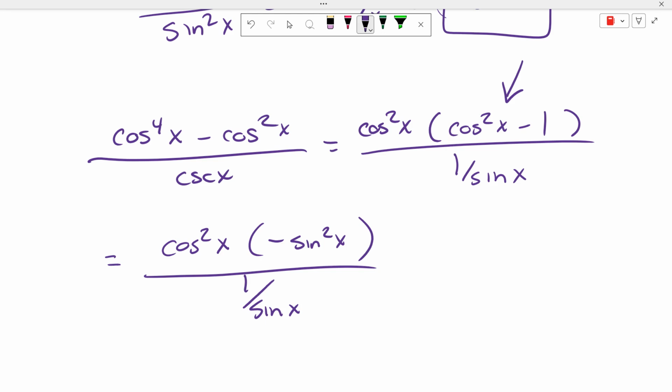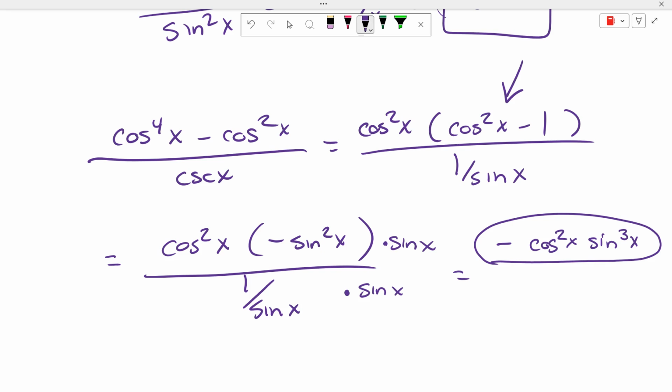So in this step, I got myself a complex fraction. How can I get rid of a complex fraction? Denominator of the denominator. So I'm going to multiply both the numerator and denominator by sine of x. So in the end, that negative can go in front. I have cosine squared of x. And how many sines do I have? 3 of them. So it's sine cubed of x. That is the simplified form. Negative cosine squared of x, sine cubed of x.